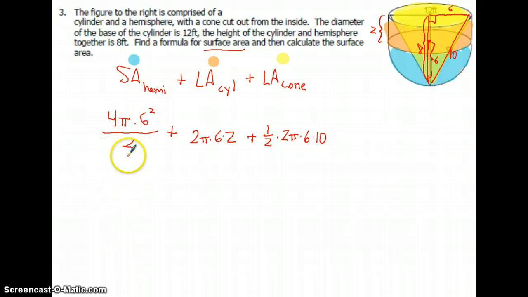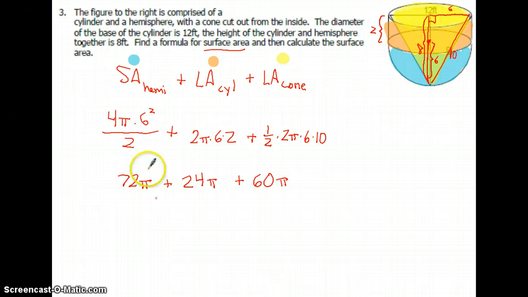Okay, so this is 2 times 36, which is 72 pi. This is 4 times 6 pi. This is 6 times 10 pi. Everything's in pi. Everybody's happy. I can add that all up, and I get 156 pi.